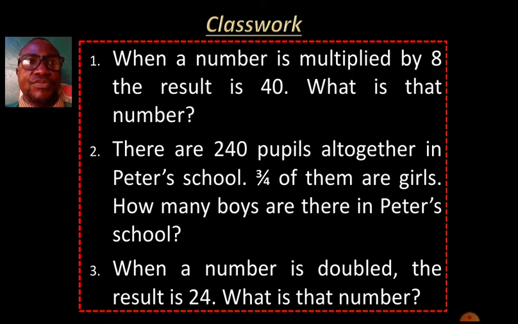Number 2, there are 240 pupils altogether in Peter's school. 3/4 of them are girls. How many boys are there in Peter's school? This is another classwork. Number 3, when a number is doubled, the result is 24. What is that number? So you are going to solve this for me.